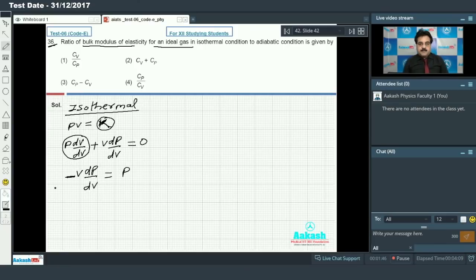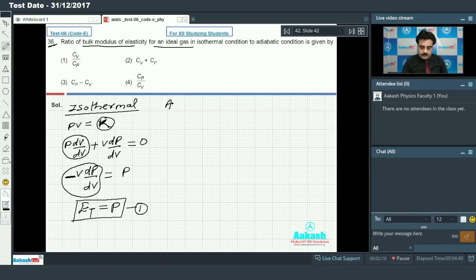When pressure increases then volume will decrease. So the minus sign indicates that when pressure increases then volume decreases, and this is the formula of bulk modulus. So at constant temperature, we'll write ET is equal to P. This is a very important relation number 1. And this is called the bulk modulus of elasticity for an ideal gas in isothermal condition.